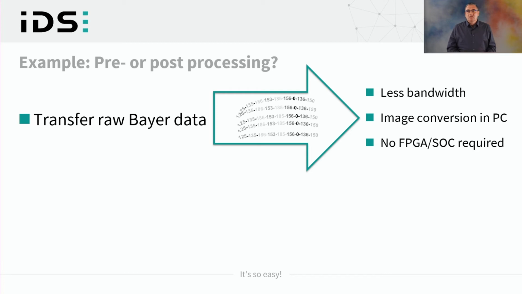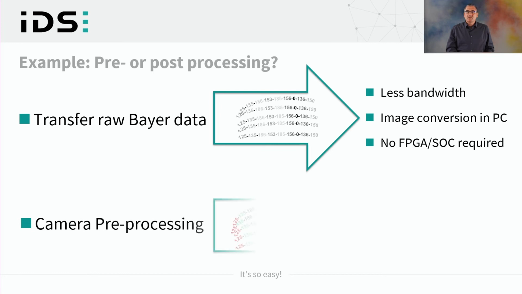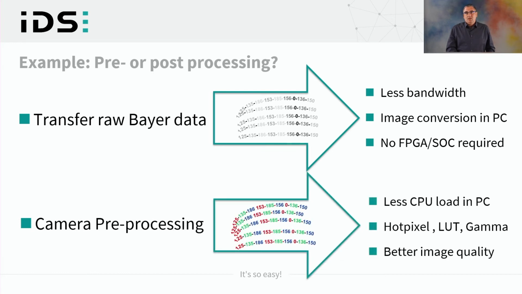So we talked again about this topic before. When camera pre-processing is done, we have less CPU load in the PC. The CPU can be used for other tasks. The image gets optimized already in the camera, like hot pixel, lookup table, and gamma. The image quality is better when the Bayer color conversion is calculated inside the camera.